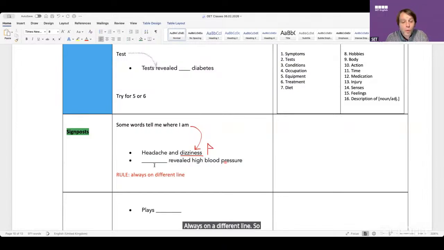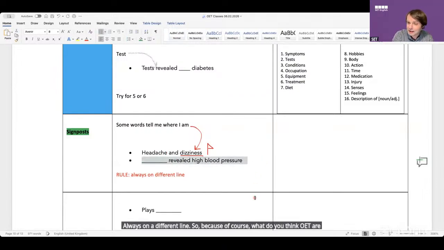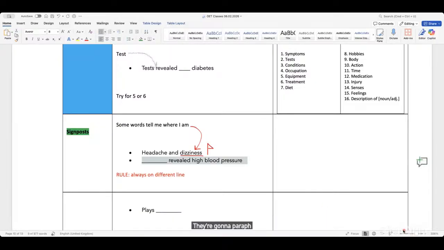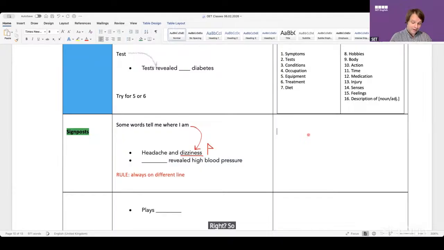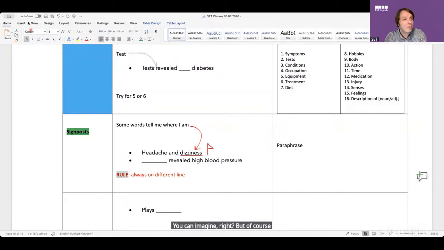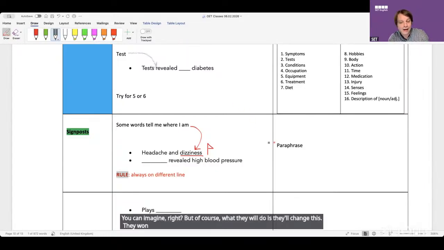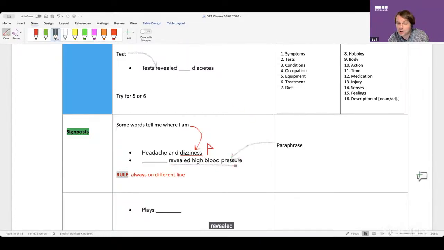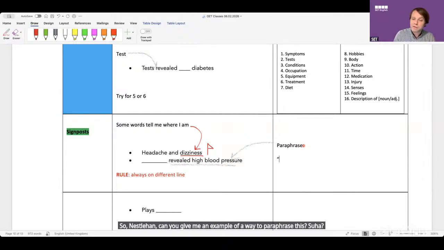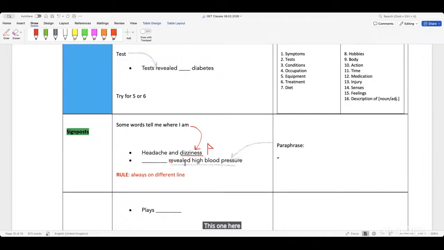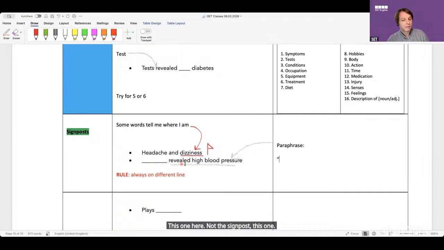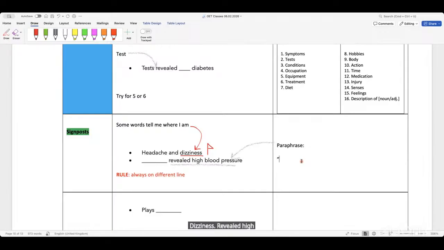Because of course, what do you think OET are going to do with this line? They always paraphrase. If they did not paraphrase, it would be the easiest test you can imagine, right? But of course, what they will do is they'll change this. They won't say revealed high blood pressure. They'll say it in a different way. Can you give me an example of a way to paraphrase this? Not the signpost, this one here. Revealed high blood pressure. What's another word for revealed?